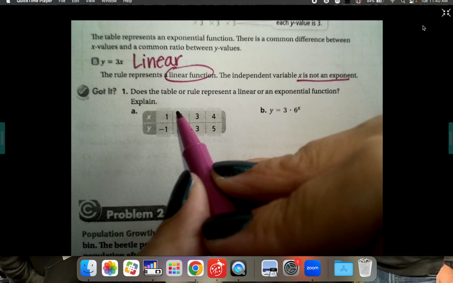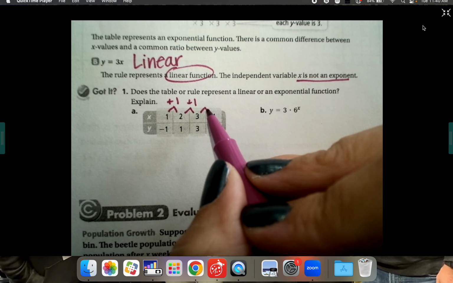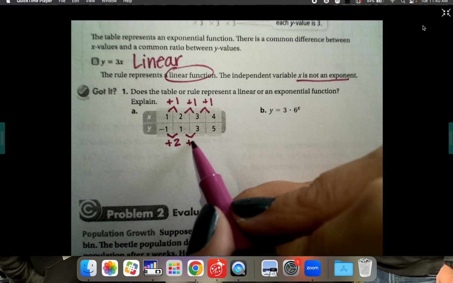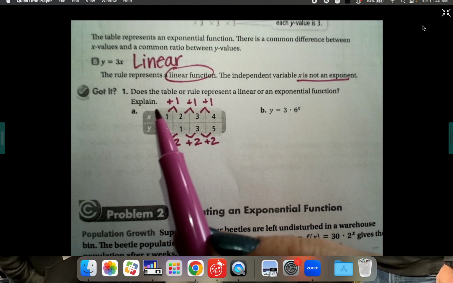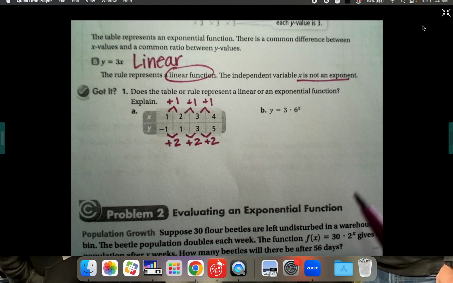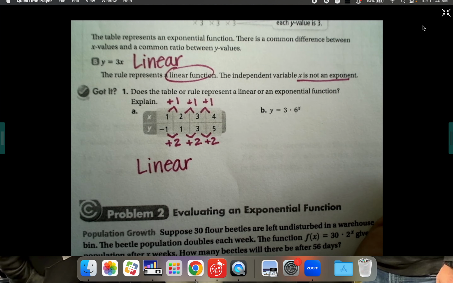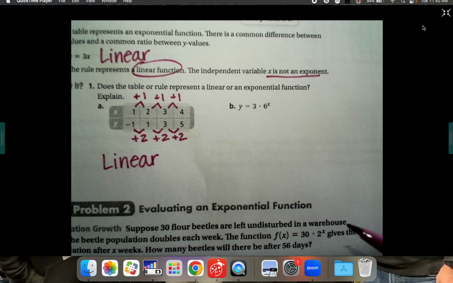Okay, the first one, the change is +1 on the x's, +1 on the x's, +1 on the x's. This one is +2, +2, so we're adding. Anytime you have pluses and pluses or pluses and minuses, you know right away that it's going to be linear because the change is constant. It says explain, I'll let you just say because the change is constant.